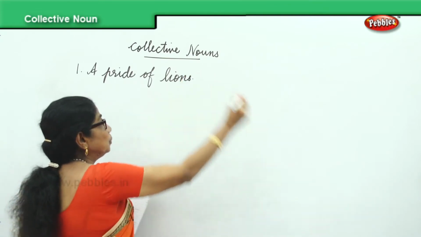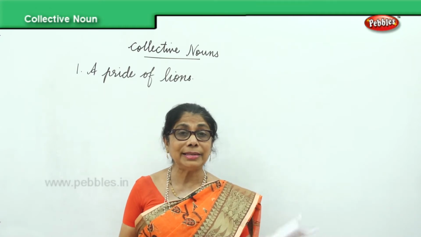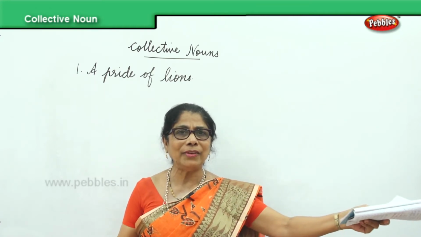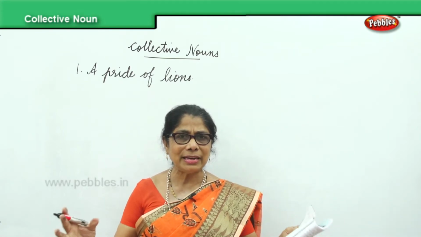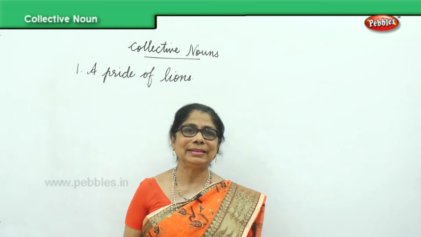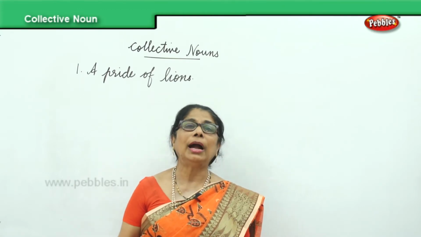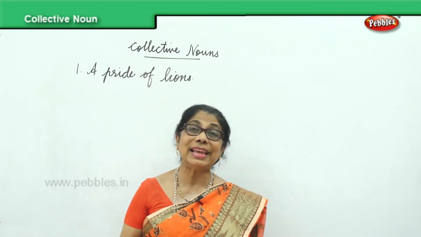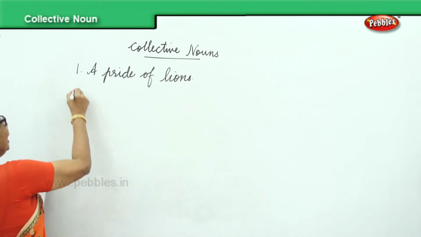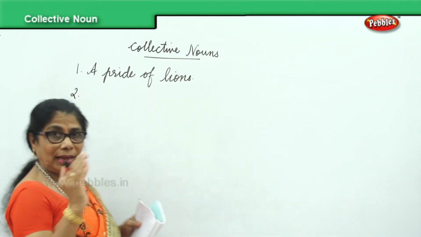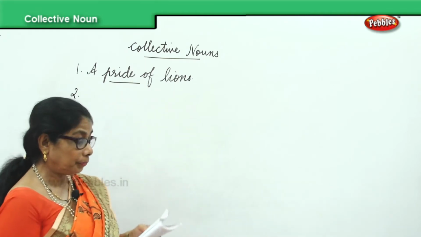Supposing you went to the zoo or you went to the forest and the guide says, look at the pride of lions. Or you can say, a pride of lions attacked a deer. A group of lions together we say, a pride of lions. So that's a group name given to the lion. Pride of lions.